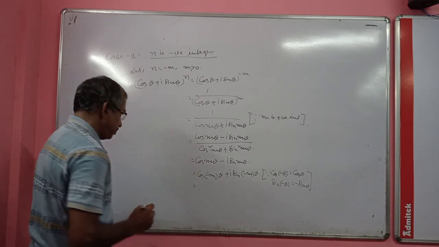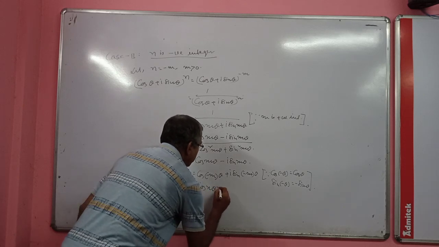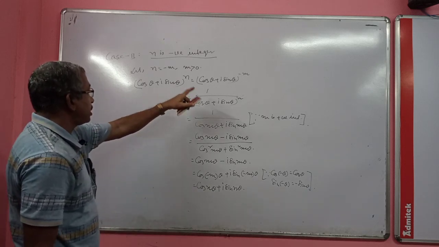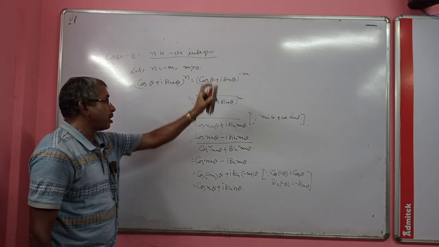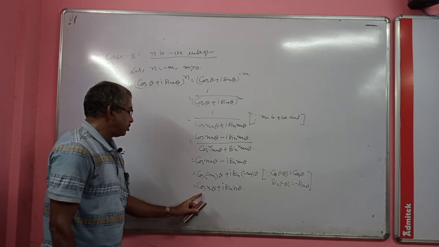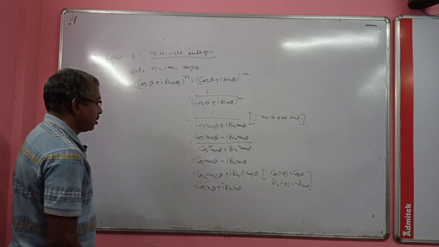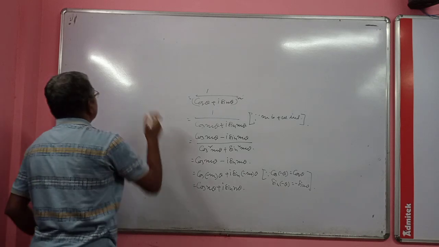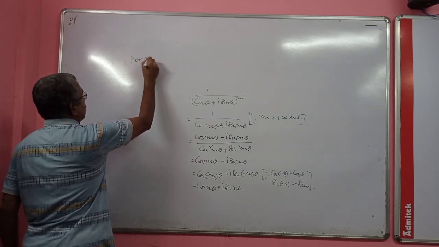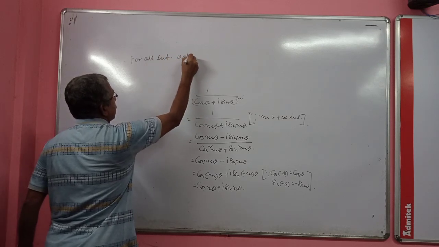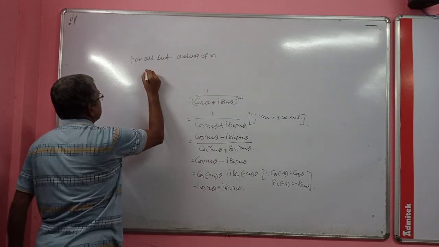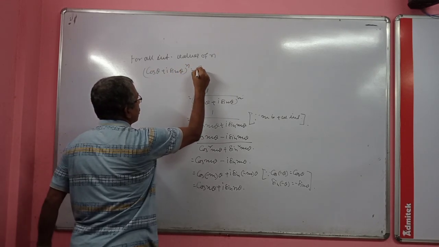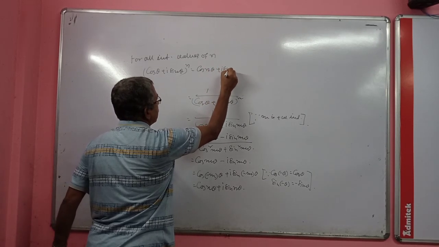Now, that is for a negative integer value. (Cos theta plus i sin theta) to the power minus m, we prove it as cos n theta plus i sin n theta. Therefore, the first part of the theorem has been proved. That is, for all integral values of n, (cos theta plus i sin theta) to the power n equals cos n theta plus i sin n theta.